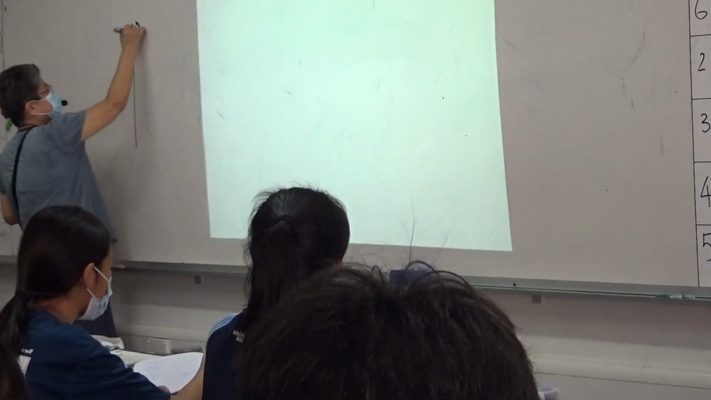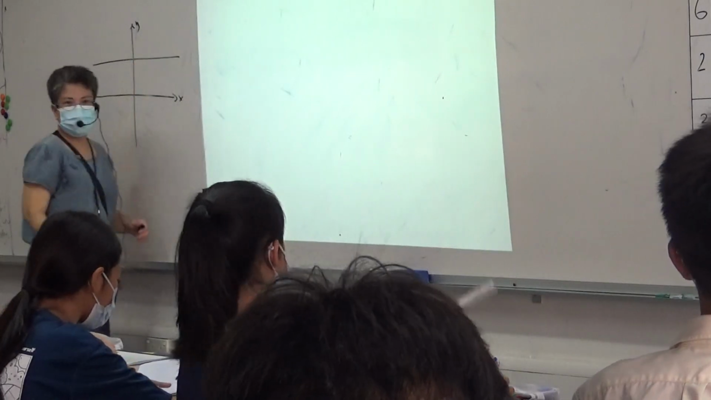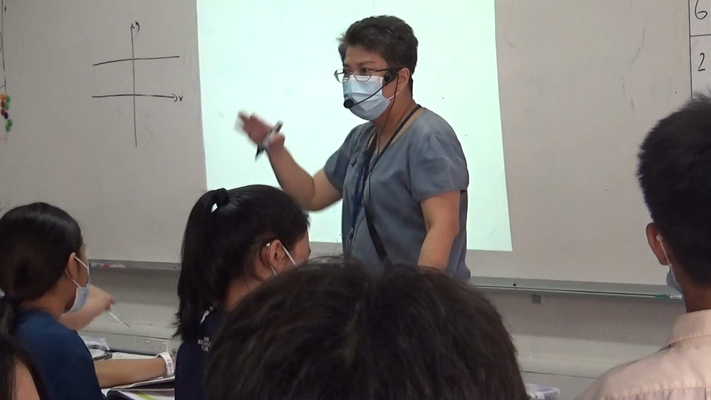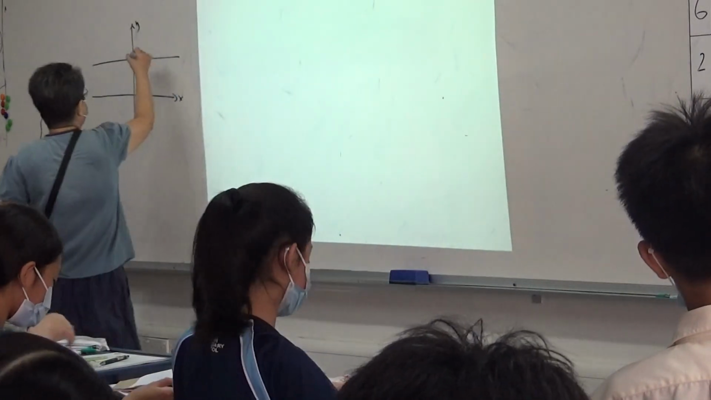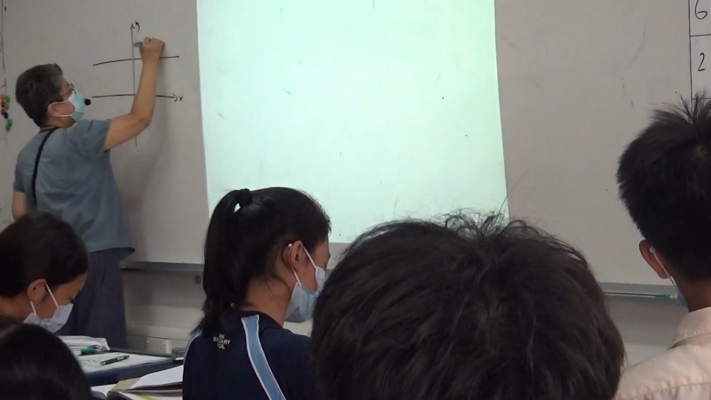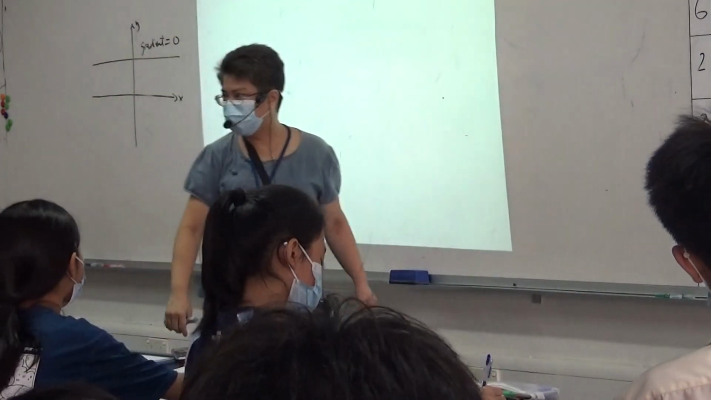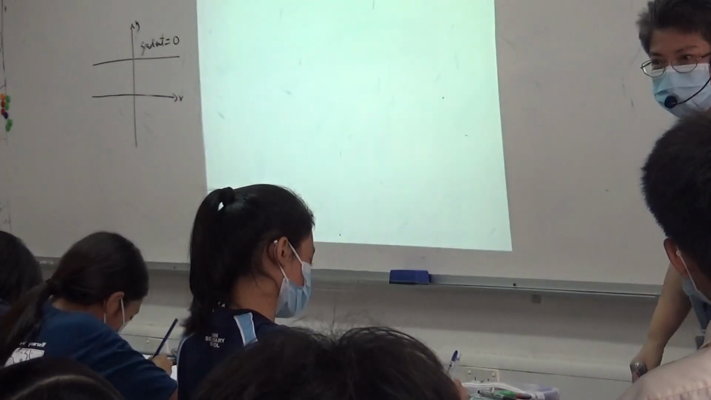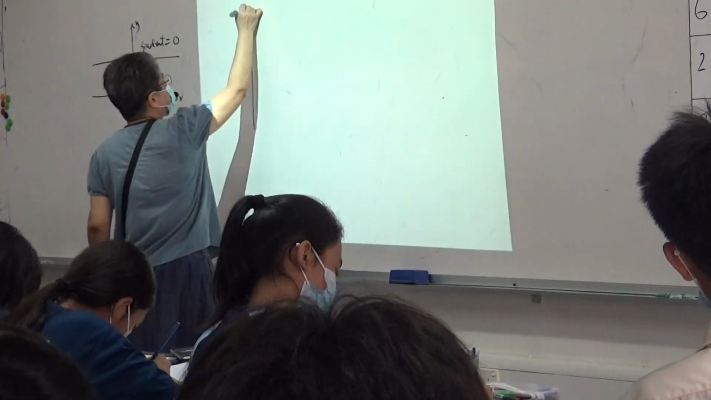Or draw this. This is a horizontal line. Can you tell me your steepness? Is there any inclination? No. So for this one, the gradient is 0. You cannot say no gradient. You say gradient equal to 0. Understand?